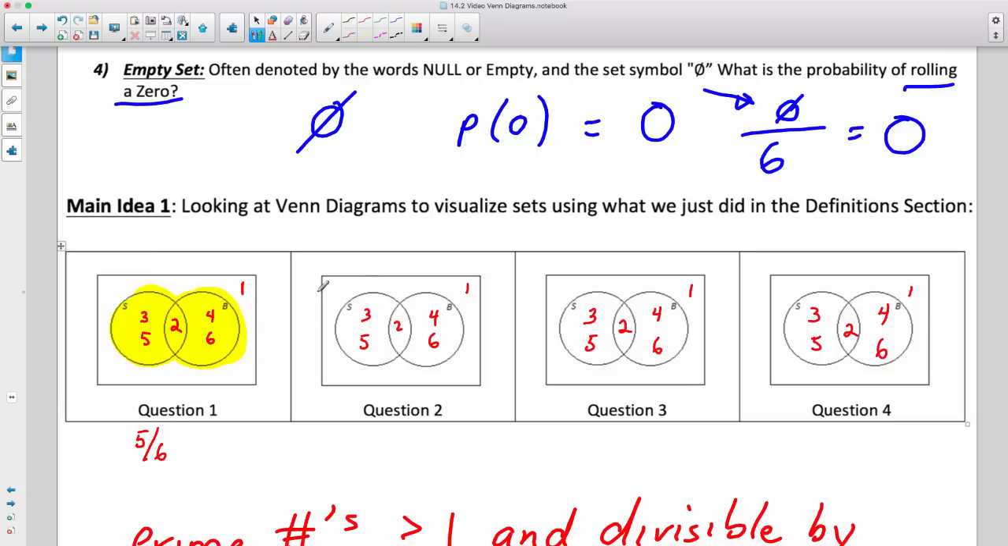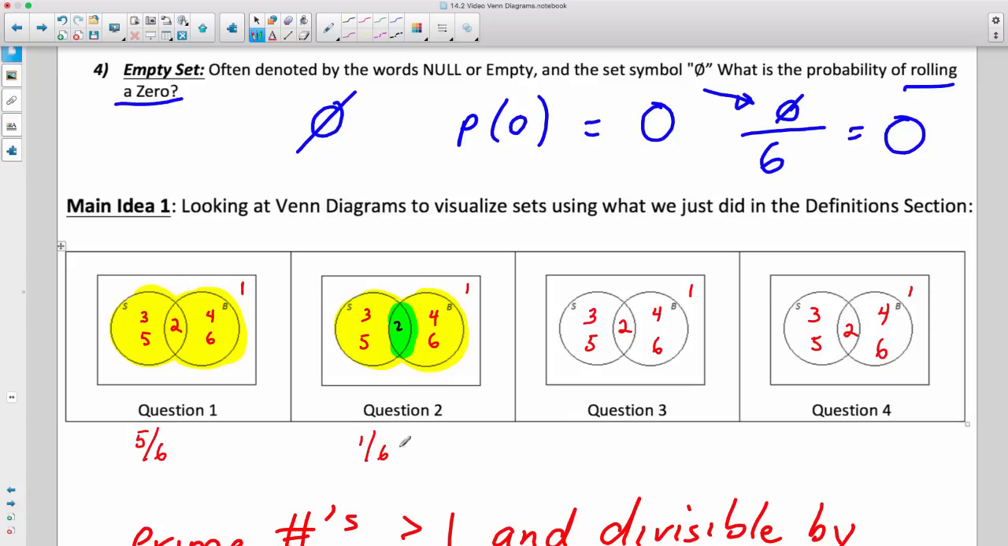Let's go over to question 2. Question 2 was the intersection. So for an intersection question of who is even and prime, well, that would be where the overlap is, right? So here's my even numbers, here's my prime numbers, but where do they overlap? Where are they both? That's right there. And that's a total of 1 out of 6.